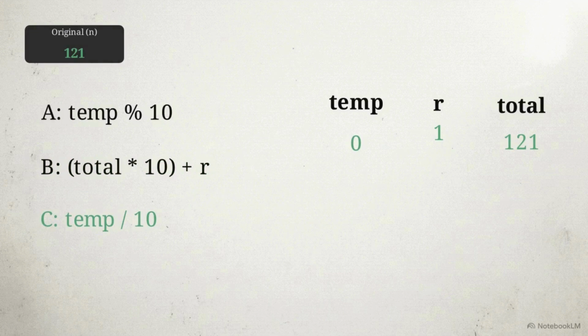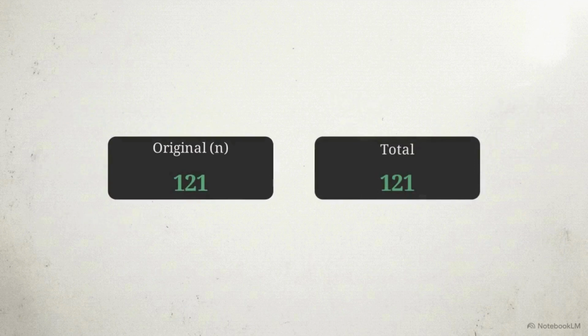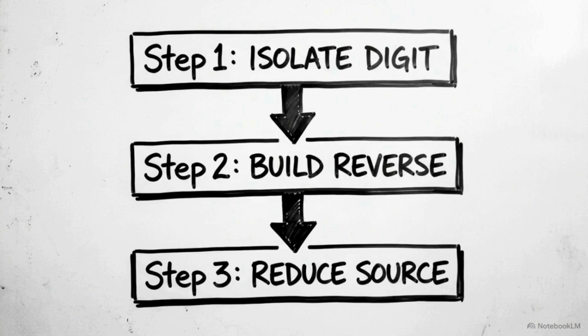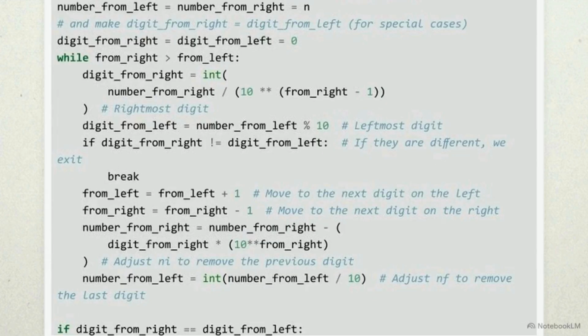Now we can complete the final step, comparing the original number we saved earlier to the total we built in the loop. If the original number and the total match, the program identifies the input as a palindrome. This sequence, peeling with modulo, shifting the total, and chopping with division, is the standard method for reversing integers. This logic applies directly to production code.